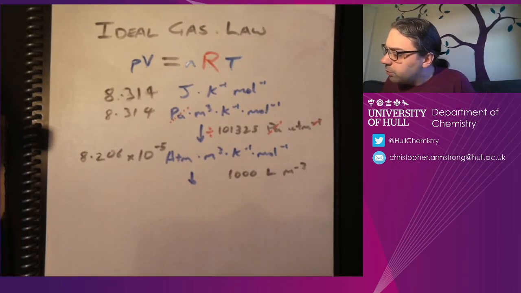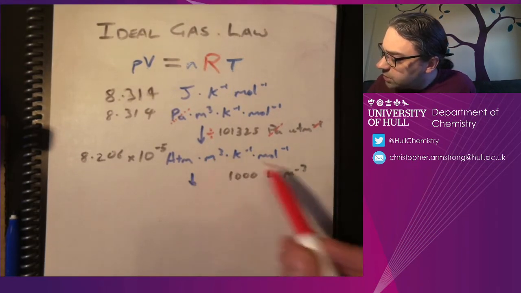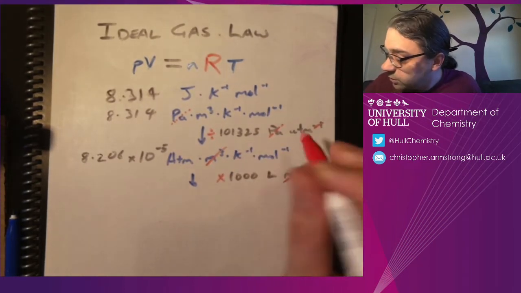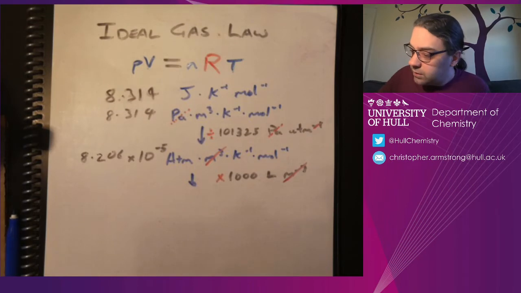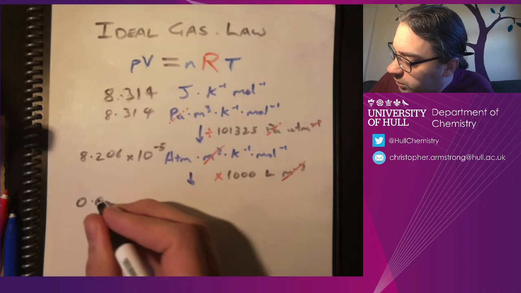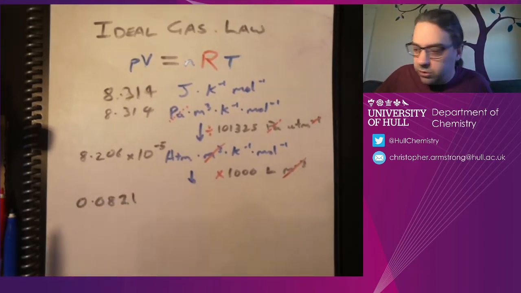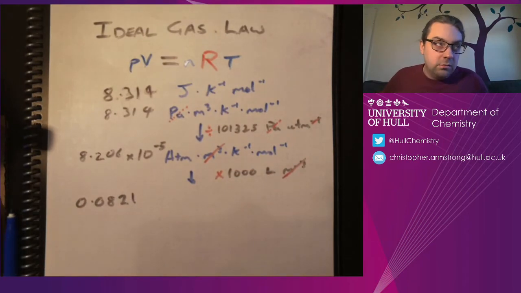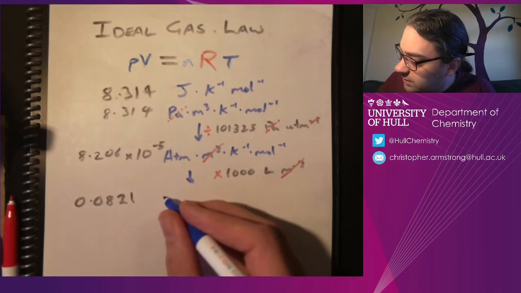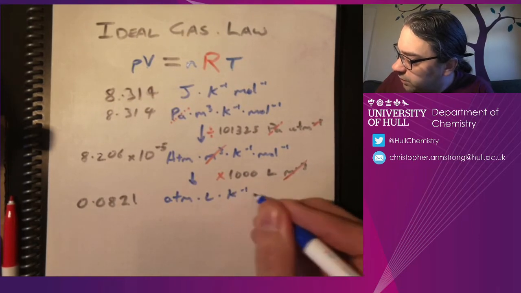So what we're going to do there, if we multiply it, we get liters, and then the meters cubed and the divided by meters cubed will cancel out. So if we multiply by 1,000, we get a different number. I'm going to write that one down. We get 0.0821, that number rounded off, and that is atmospheres liters per Kelvin per mole.